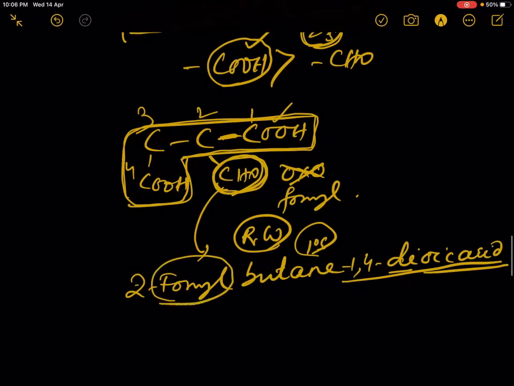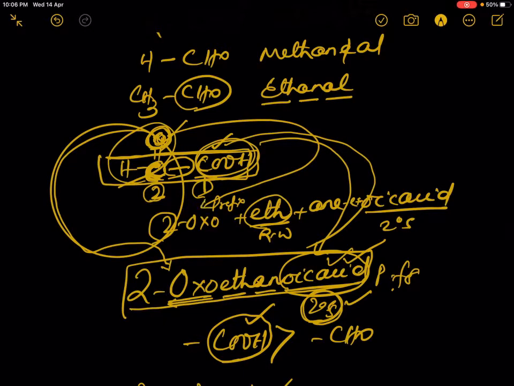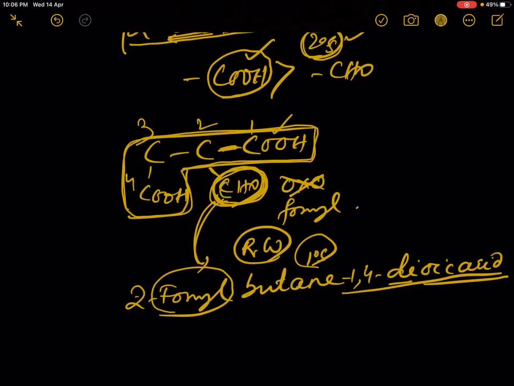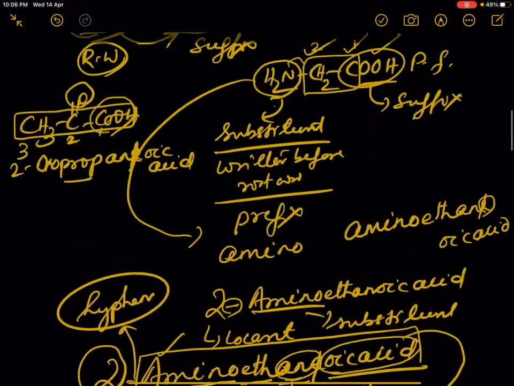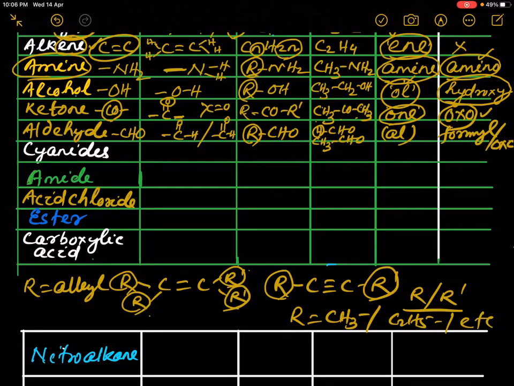Here formyl is written for CHO group, but here oxo is written for this O because this carbon is counted in the parent chain. Here this carbon is counted in the parent chain, 1, 2, you see, eth. So this O is written as oxo over here. But here this C is not counted in the parent chain, away from the carbon chain. So for this CHO, the prefix will be formyl. So you get a clear idea about formyl and oxo.